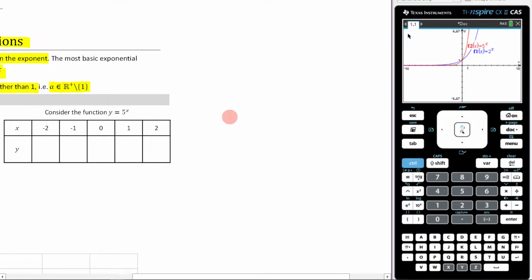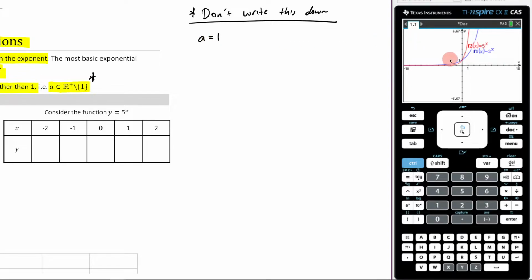So I'm going to come over here just to explore this. But I'm going to say don't write this down. You can if you want, but don't write this down. All right, let's explore both of these scenarios. So what I'm saying is if I let a be equal to 1, it's not going to give me a graph out that looks like this. Let's see if that's the case.